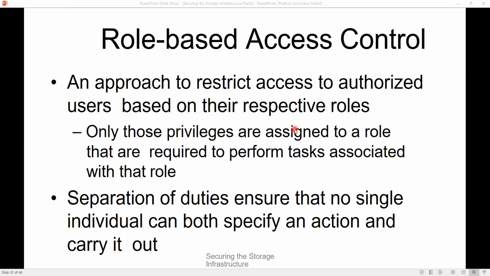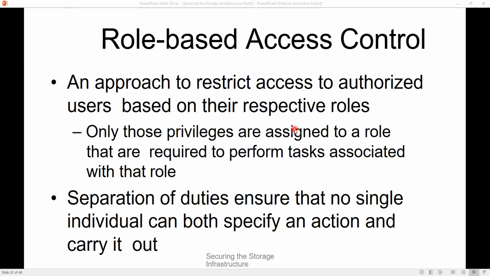Okay, so this is role-based access control. I've already discussed this in one of my previous lectures. Using this, we can restrict the access to authorized users based on their respective roles, right? In an organization, there can be administrators, designers, stakeholders, users. So we are providing privileges to access a particular drive, folder, or file according to the role.